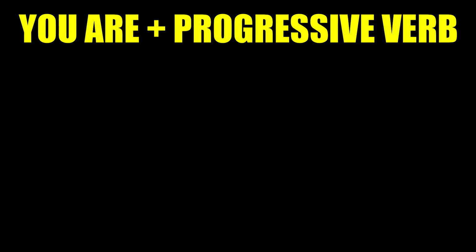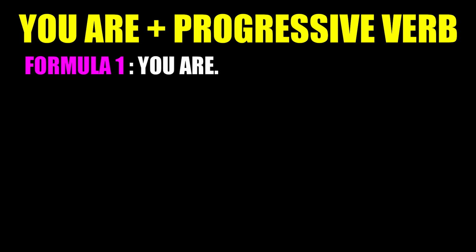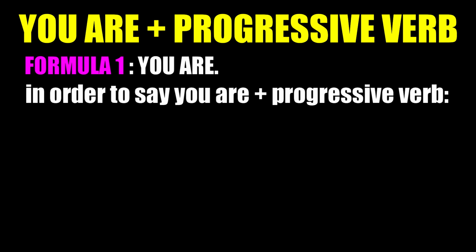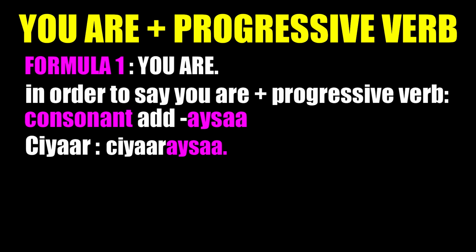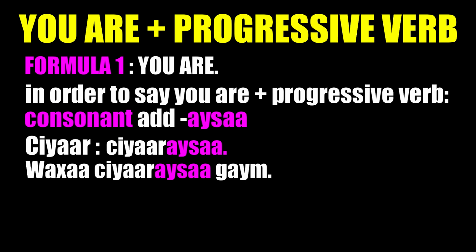So now let's learn you are plus progressive verb. The formula is easy. In order to say you are plus progressive verb, we need to add sa at the end of every verb that ends with consonants. For instance, ciyaar, ciyaaraysa. Waxa ciyaaraysa game. You are playing a game.